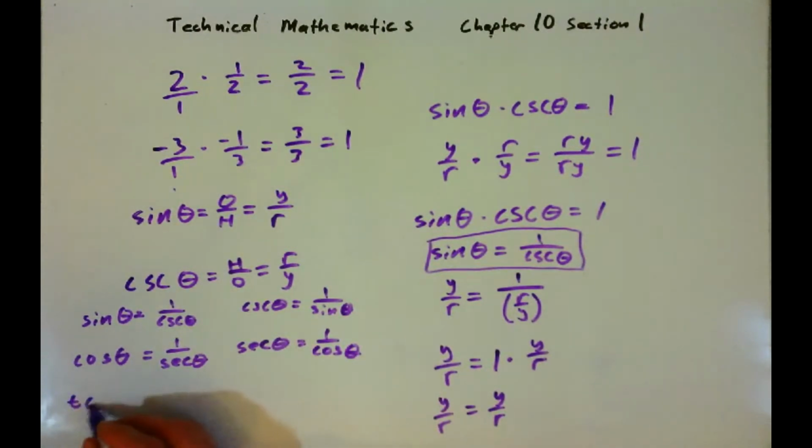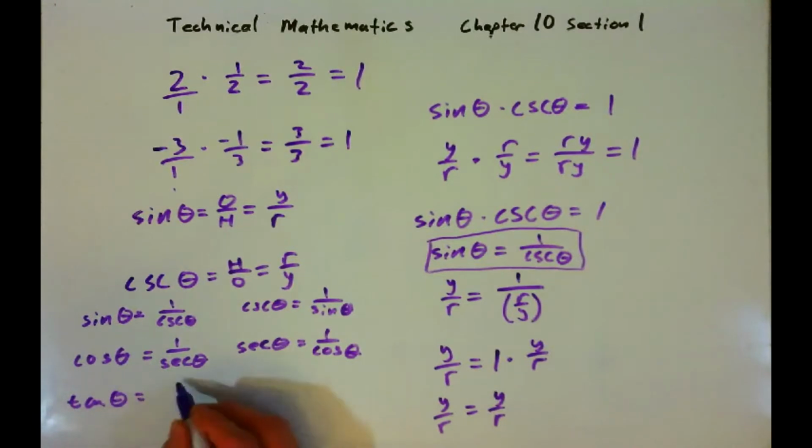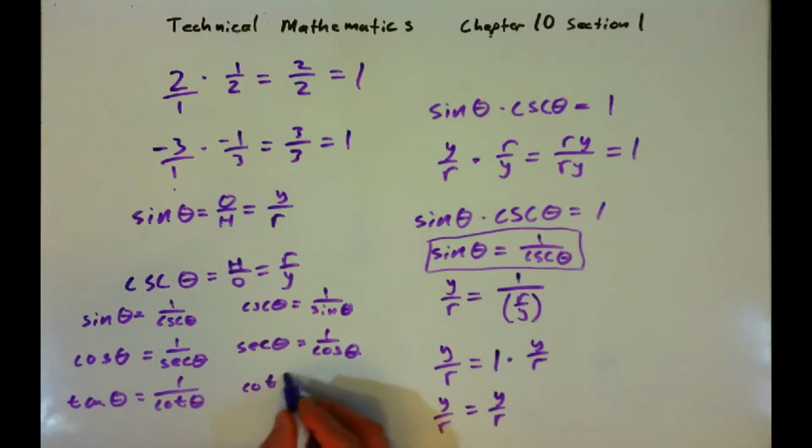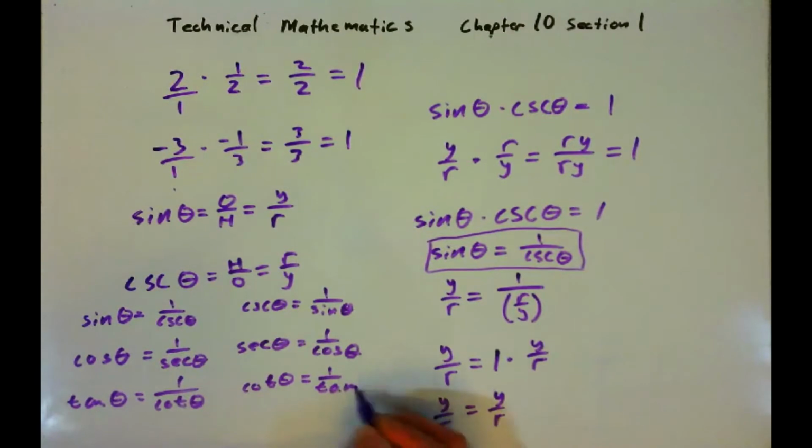And then finally, the tangent of theta is equal to 1 divided by the cotangent of theta. And that means that the cotangent of theta must also be equal to 1 divided by the tangent of theta. And so we call the 6 trig functions reciprocals of one another, right? Sine, cosine, and tangent have reciprocals of cosecant, secant, and cotangent, and they are reciprocals of one another.